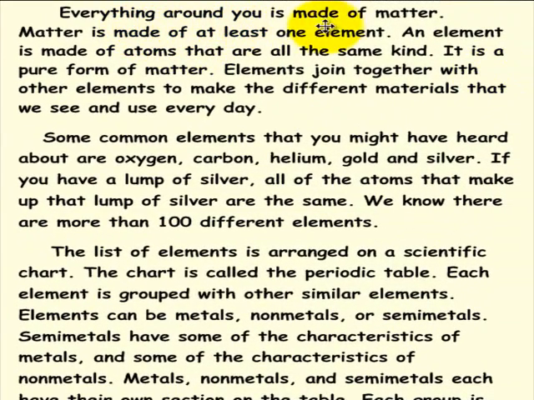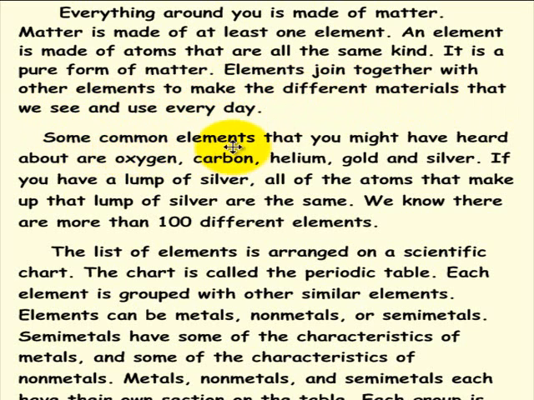Everything around you is made of matter. Matter is made of at least one element. An element is made of atoms that are all the same kind. It is a pure form of matter. Elements join together with other elements to make the different materials that we see and use every day.